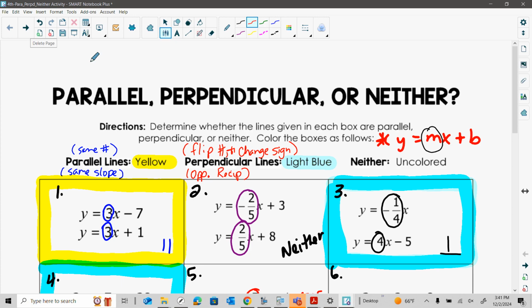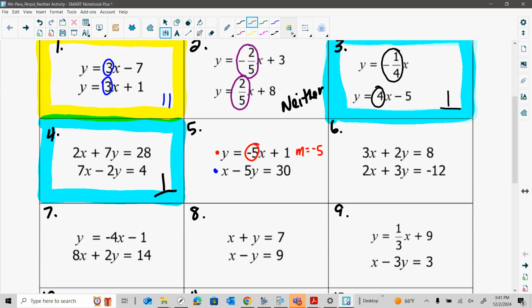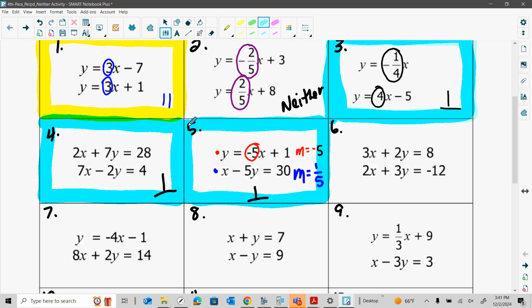So I'm just going to go ahead and write for this one here, m equals 1/5. And I can see these are opposite reciprocals of each other. If I flip this and then change it to a negative, it'll end up being perpendicular lines because of the slopes being perpendicular. So if it's perpendicular, we are coloring it blue. So I'm just going to highlight this blue. Okay. And if it's not perpendicular or parallel, then we keep it uncolored.